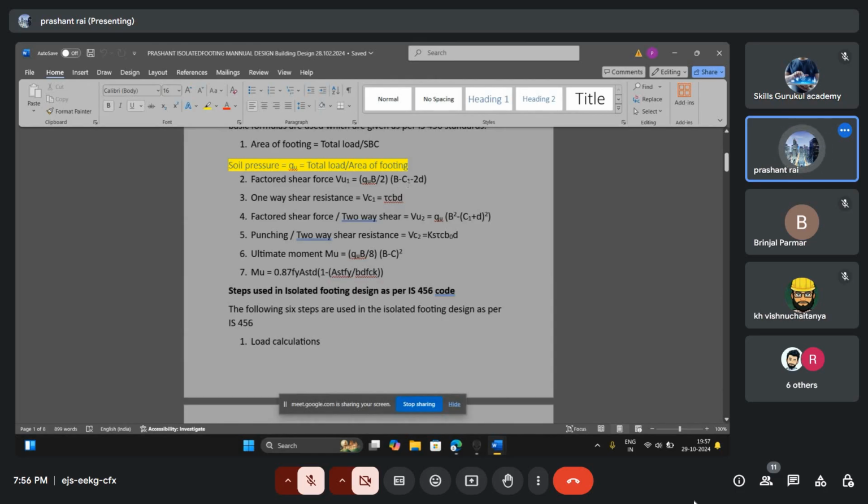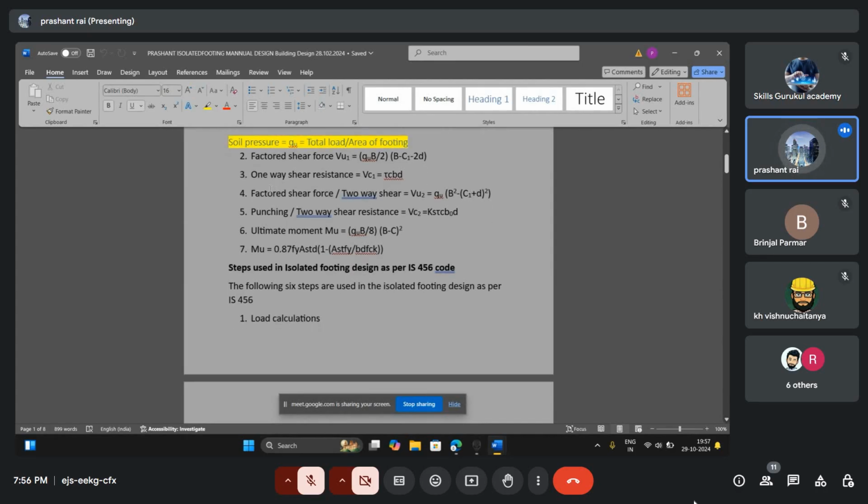C is the column size, and 2D. Third is one-way shear. To calculate one-way shear, VC1 is tau C B D, where B is the breadth and D is the depth of the footing.